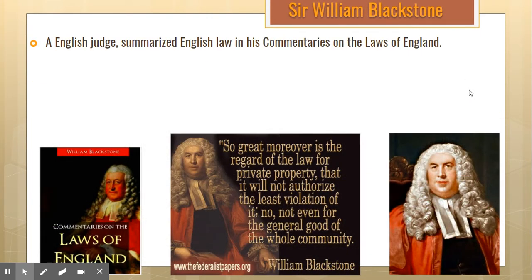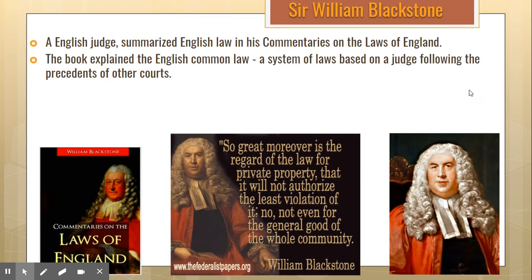All right, so Sir William Blackstone, he's an English judge. And what he did is he summarized the English law in his Commentaries on the Laws of England. So kind of like the Code of Justinian, he takes all of the English laws and simplifies them and kind of expands on them, on what's the real meaning of the English law. So the book explained the English common law.